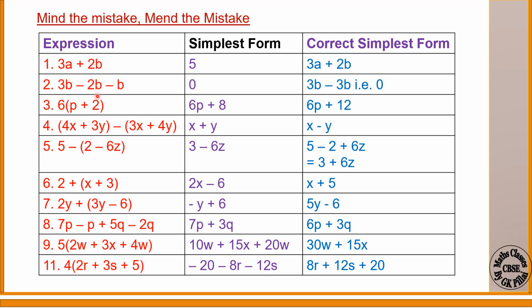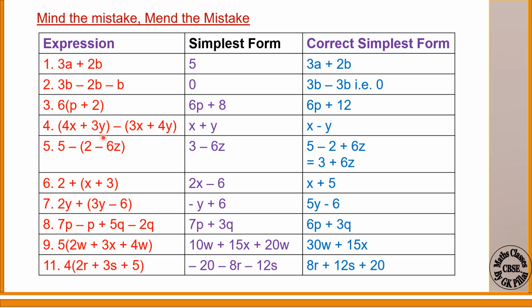Next one, 3b minus 2b minus b. Minus 2b minus b will make minus 3b. So 3b minus 3b will be 0. And here also 0 is given. Next, 6 into p plus 2. Here it is given as 6p plus 8, which is wrong. It will be 6p plus 12. 6 into p and 6 into 2.